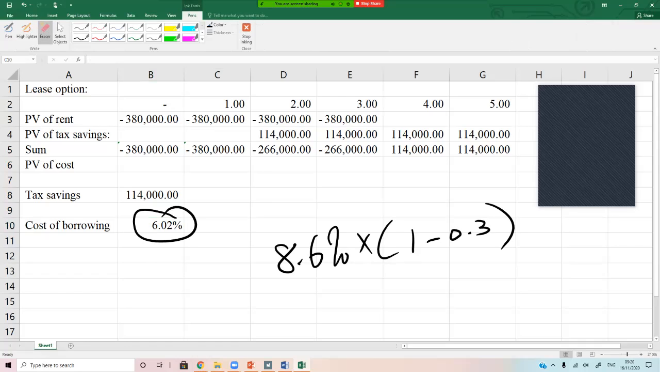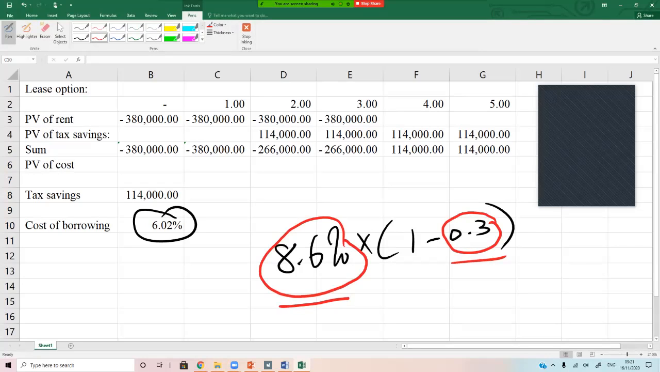No, why did you do 1 minus 0.3? Because the 30% is a saving to you, isn't it? Because the interest you're paying is a tax deductible expense, it is a tax saving. 30% of the expense is a saving. Therefore, the cost to the company is 70%. Clear, Sakina?